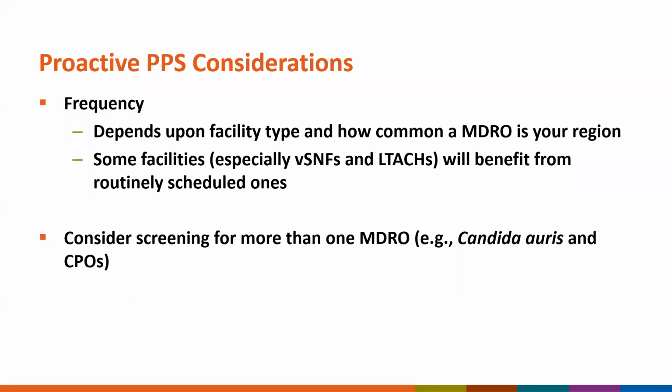Sometimes these proactive PPSs can occur as needed, or other times they can be considered part of your regularly scheduled infection control practices, such as every 4 to 6 months, especially for vSNFs and LTACs who will continually face threats from MDROs. And as we've discussed in the past, it's better to screen for more than one MDRO based upon the threats you're facing in your region. So maybe you're going to want to look for both Candida auris and CPOs.